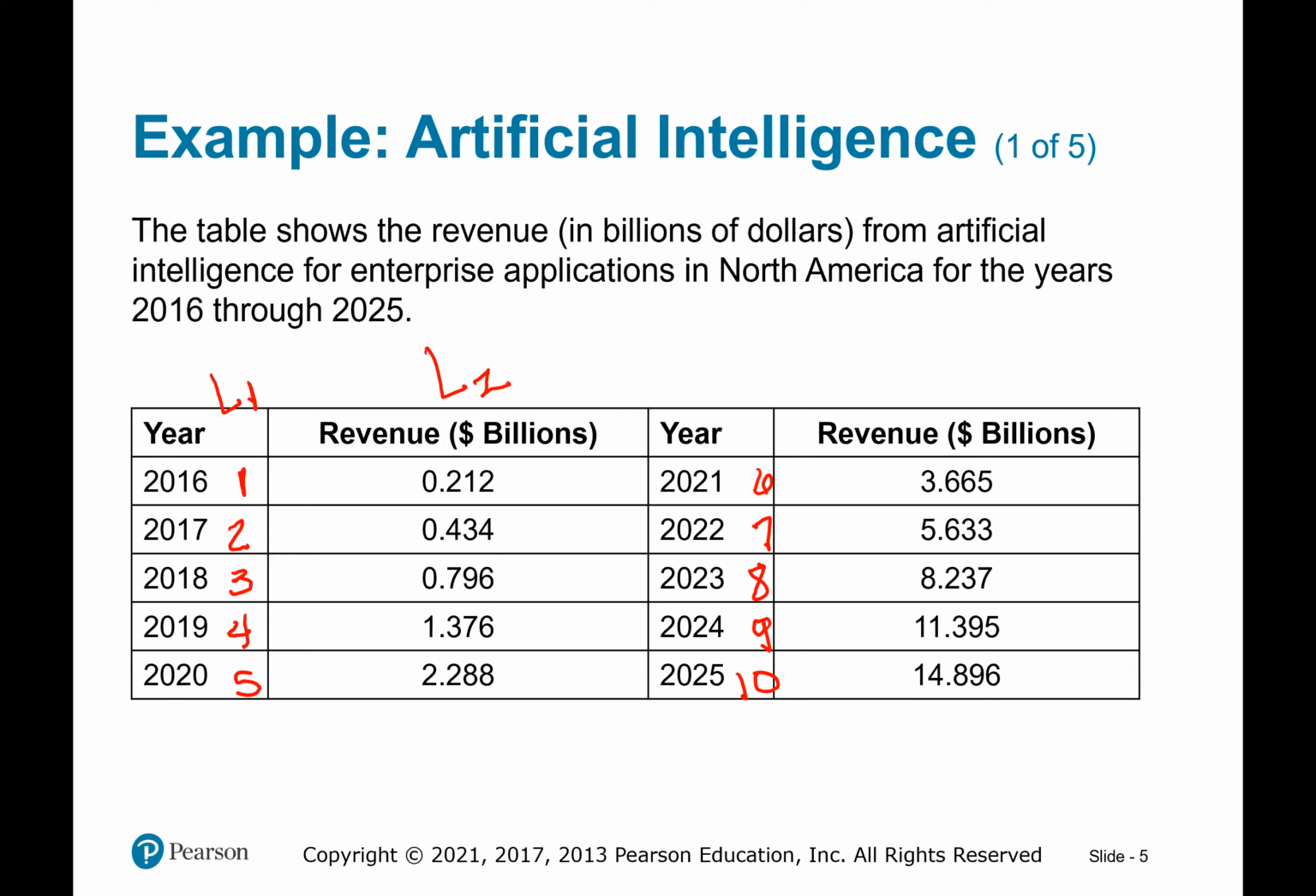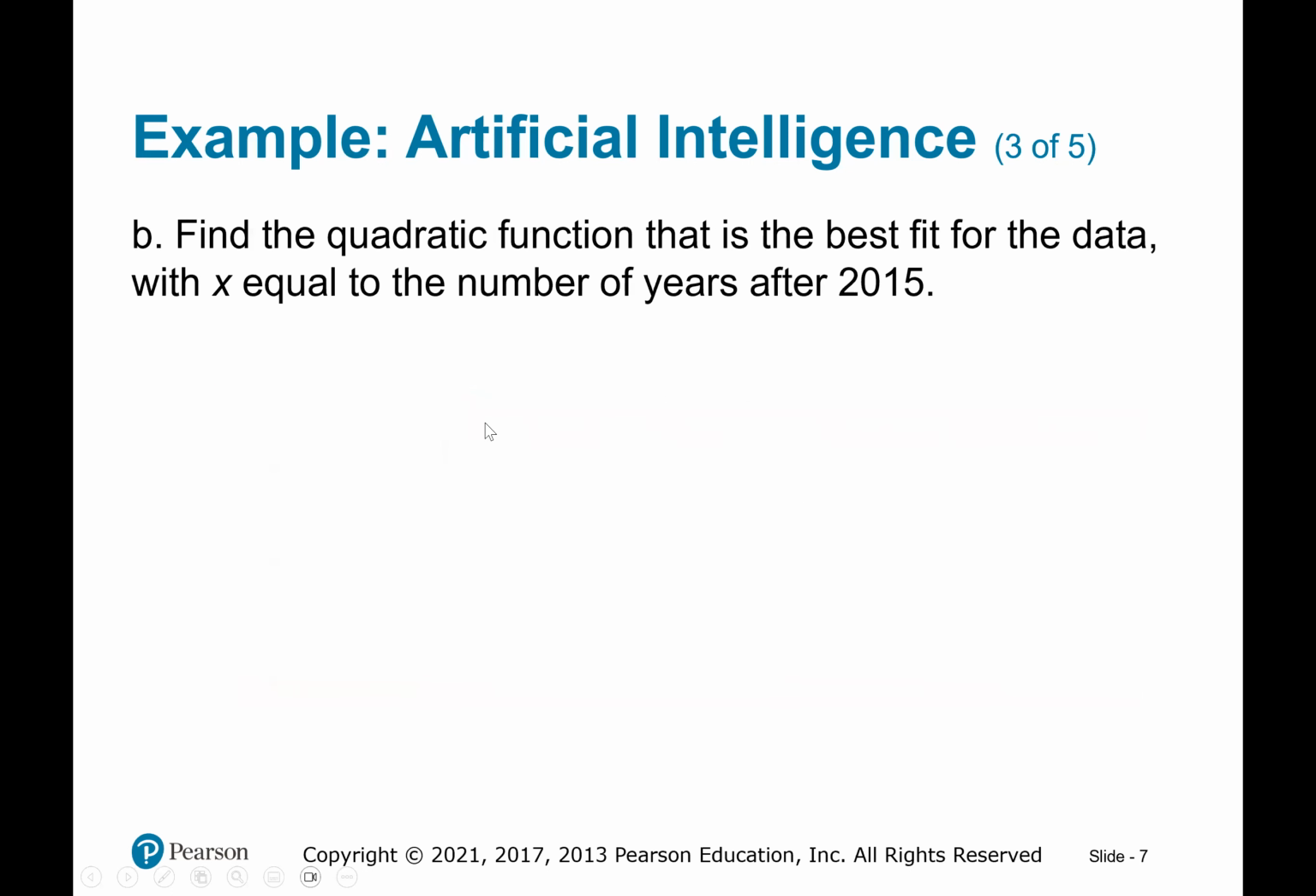What does that look like to you? That looks quadratic to me. Why does it look quadratic? Does it have that kind of bowl shape, at least half of a bowl? So this data looks like it fits a quadratic model to me. Okay? That is my opinion.